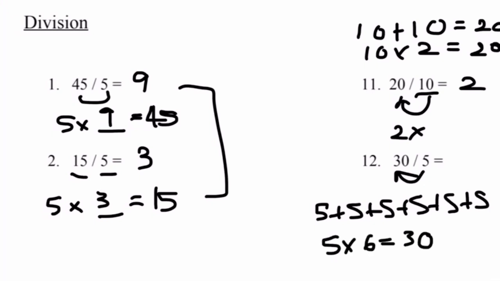Therefore, we know that 30 divided by 5 equals 6, because 5 plus 5 plus 5 plus 5 plus 5 plus 5 equals 30, which is also known as adding 5, 6 times, or 5 times 6, which equals 30. Therefore, 30 divided by 5 equals 6.